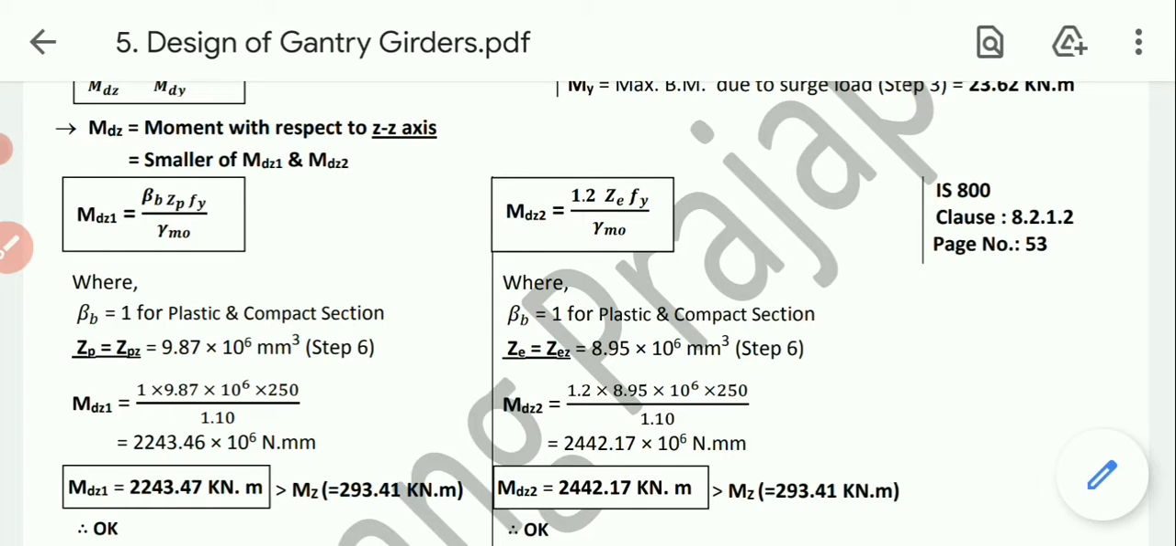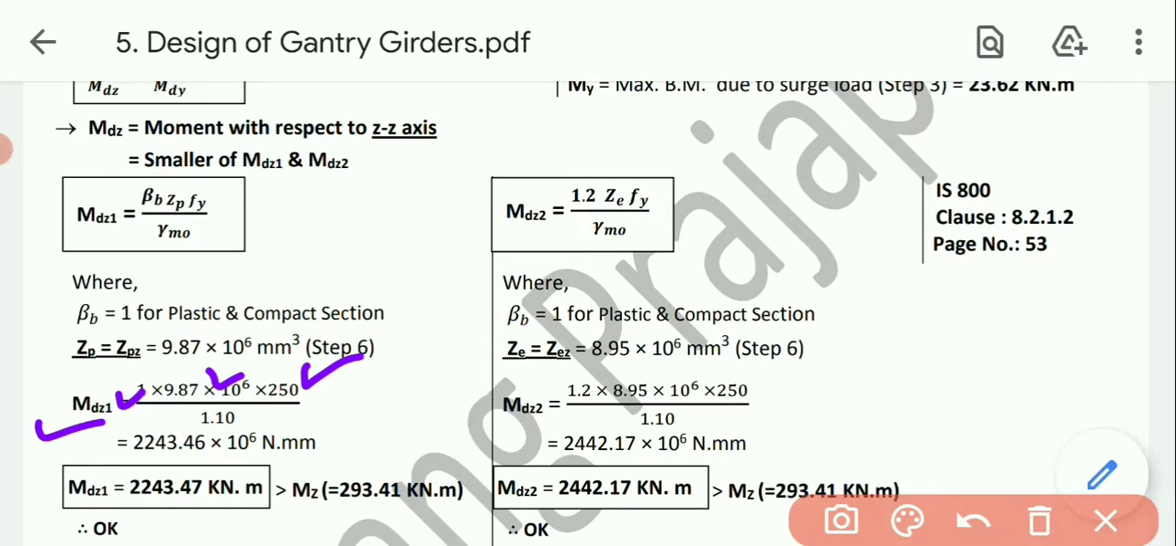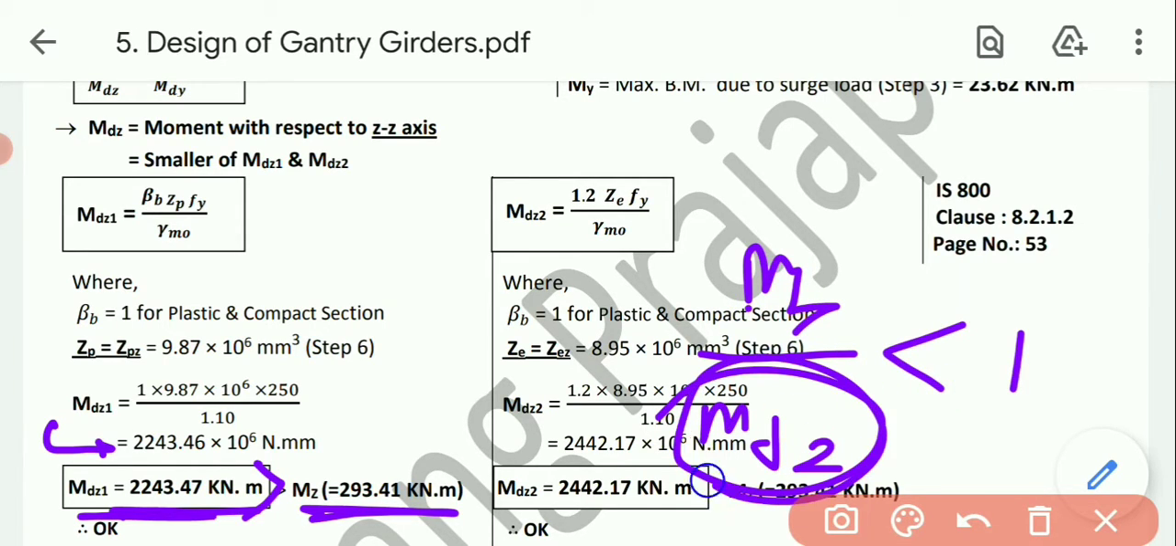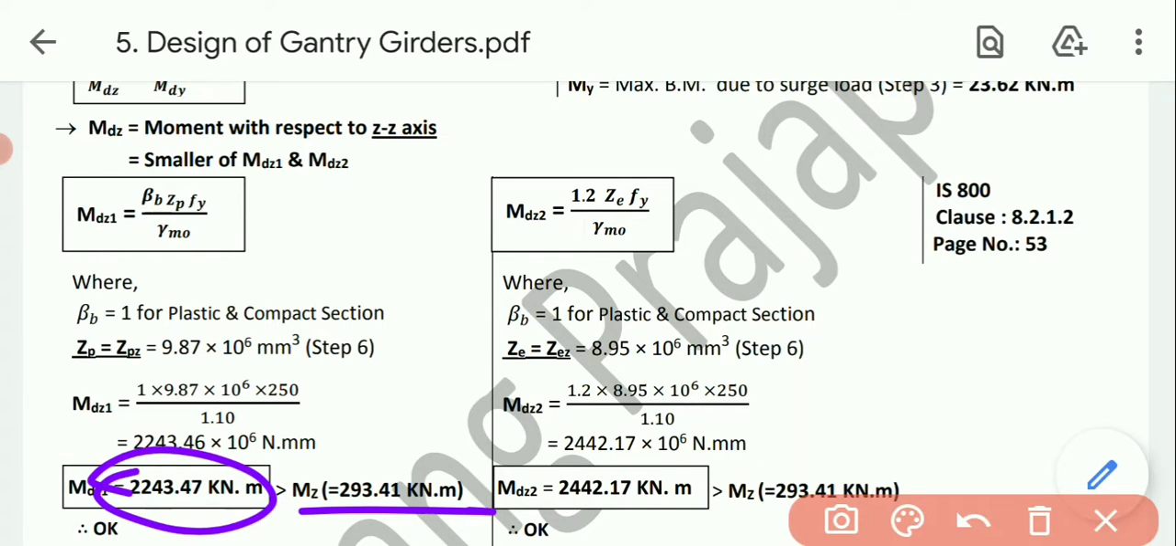Let's put down this value in this formula. Ultimately Mdz1 equals beta b, that is 1, Zp 9.87 into 10 raised to 6, fy that is 250, gamma m0 that is 1.10. By simplifying, I will get the answer Mdz1 equals 2243.46 into 10 raised to 6 newton mm. Let's convert it into kilonewton meter: 2243.47 kilonewton meter. Now this moment should be greater than Mz, as the Mz by Mdz ratio should be less than 1. Mz is 293, it is smaller than this one, hence okay, no problem with that.